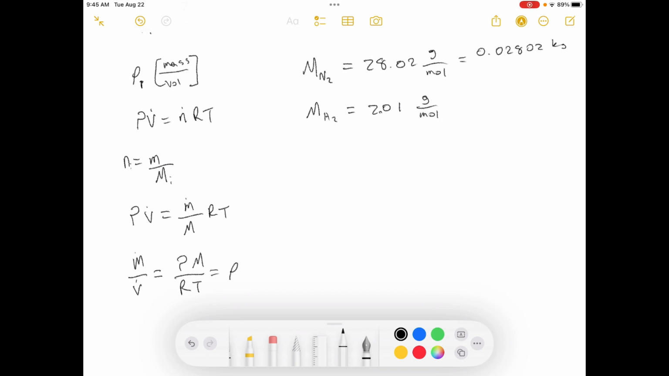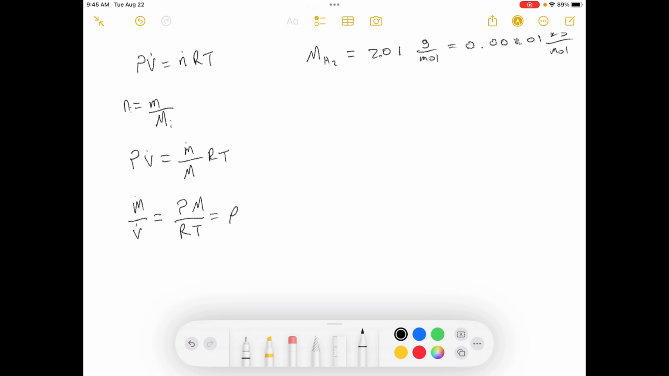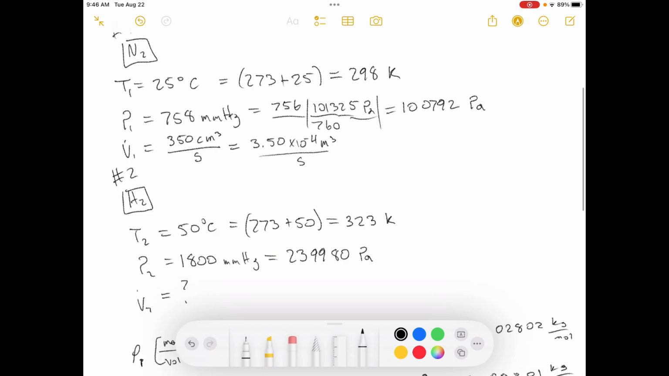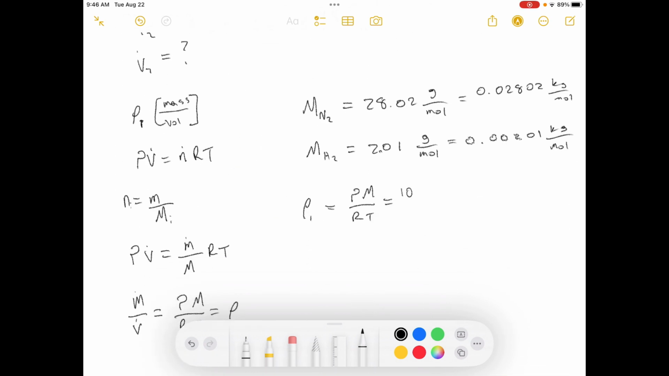So remember, our first stream was nitrogen, so we're going to gather that in our molar mass of the nitrogen, molar mass of the hydrogen here. Now we calculate what density of stream 1 is, now that we've got all of our conditions and our molar mass. So we just go ahead and write in all of our pressure, molar mass, temperature, gas constant, make sure all the units work out here.